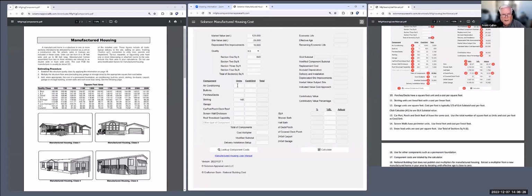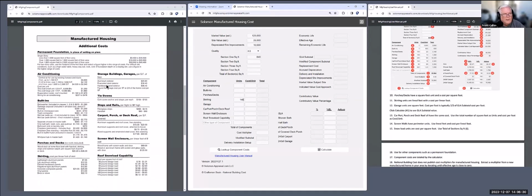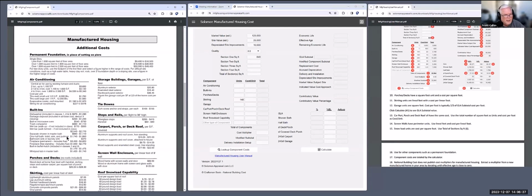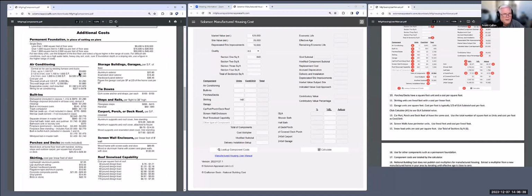Now, to add other units or components, if you look at the second page over here of the additional cost for manufactured housing, it says that central air is $3,600 for up to a 1,100 square foot building. If it's a through the wall unit, it's quite a bit less.